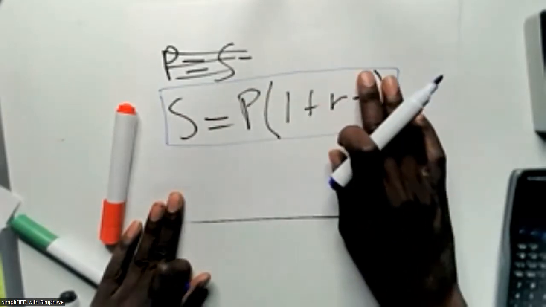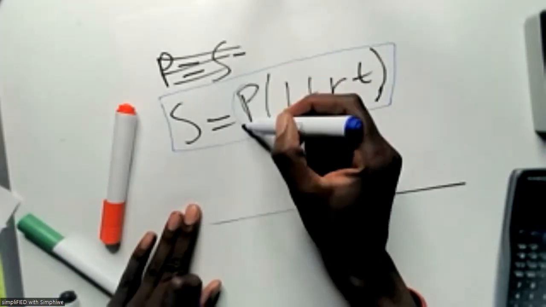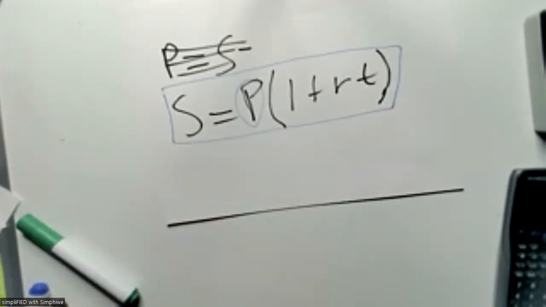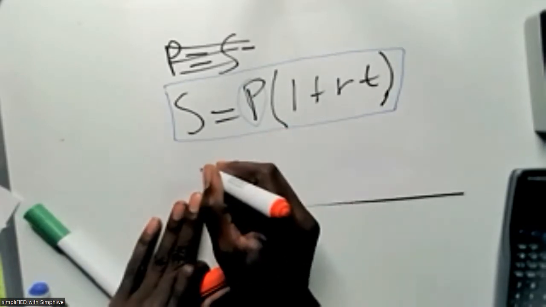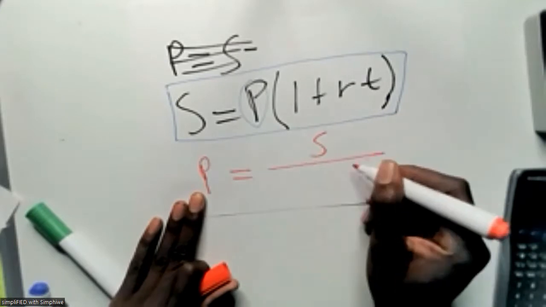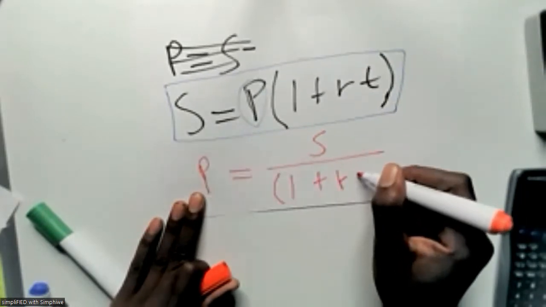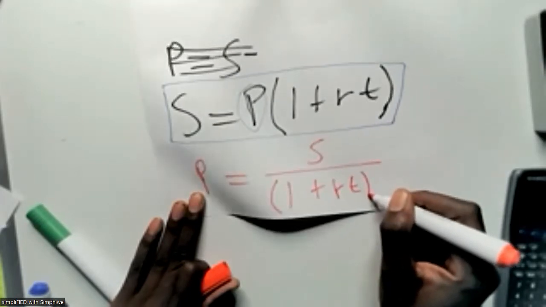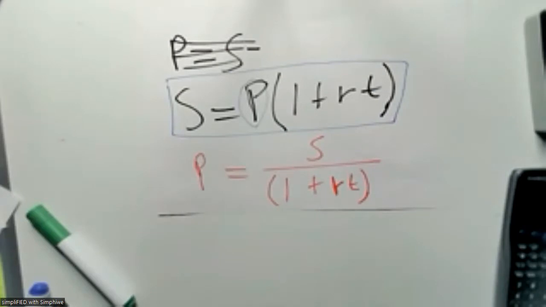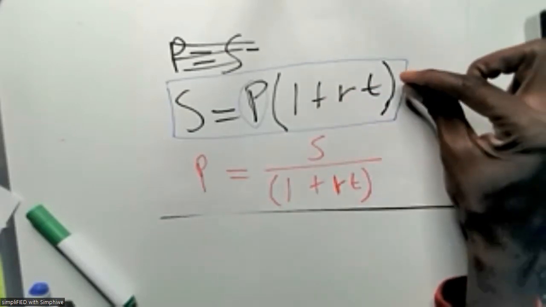This is the simple interest equation or formula. But now in this case they want me to calculate P. So if I write this formula in terms of P, I will have P equals S divided by (1 plus RT). So this is what I have.